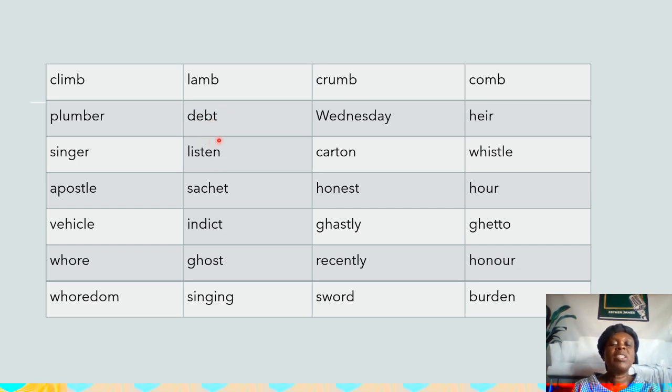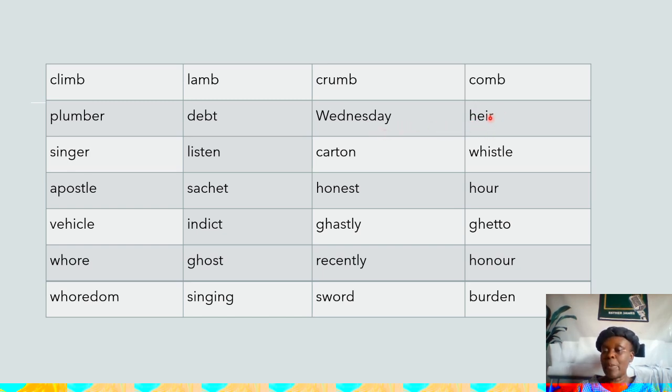All right, so the next one is debt. We say this often. I am indebted to you to teach you the right pronunciation of English words. I am indebted to you. All right. So it's not debt with a T sound, but debt with the B silent. Then we have Wednesday. The D is silent and the second E is silent. It's Wednesday.